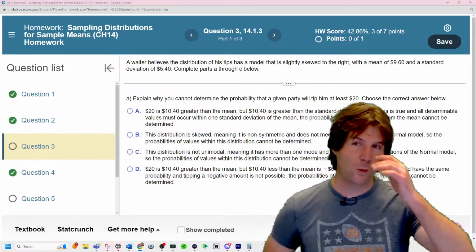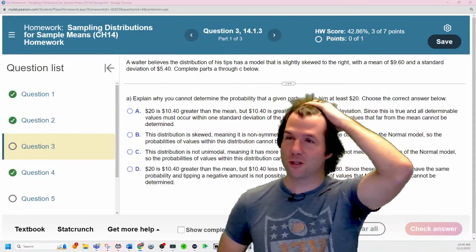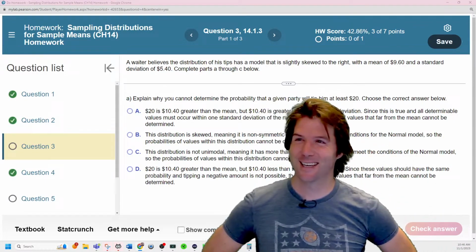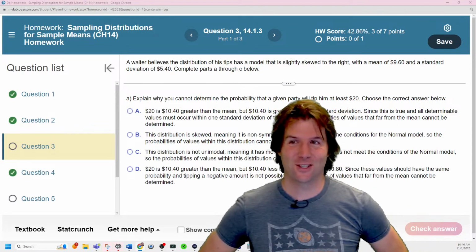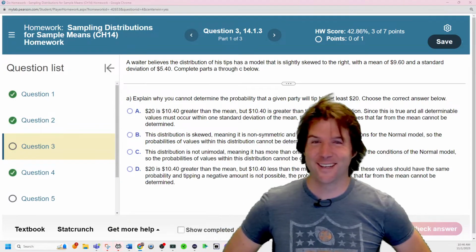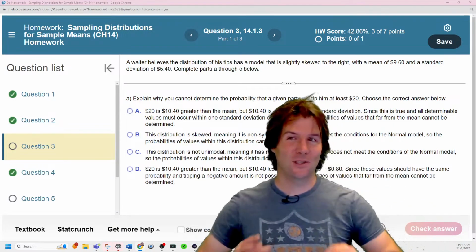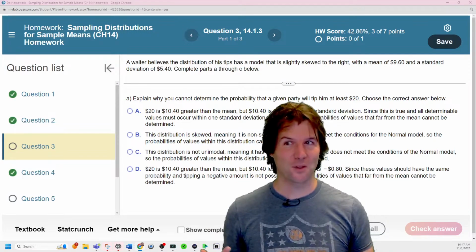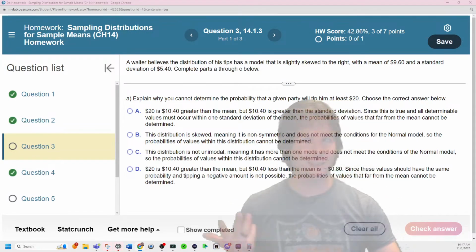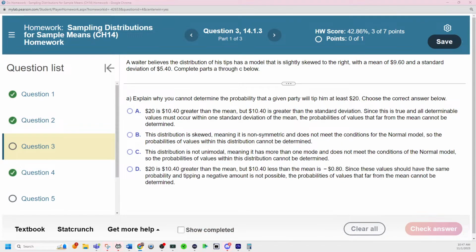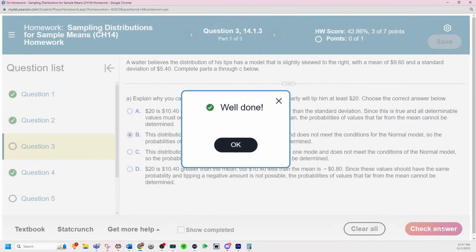So he wants to know for one party. And we could do this. There's ways. It should say it's skewed, right? So there's actually ways to do this. You could just simulate it, and you could still do it, but you can't use the 68, 95, 99.7. So it should say, explain why we can't use the normal model to do this, and the answer is it's skewed. So the distribution is skewed, meaning it's not symmetric, and does not meet the condition for the normal models. That's probably going to be it. It's just not normal.